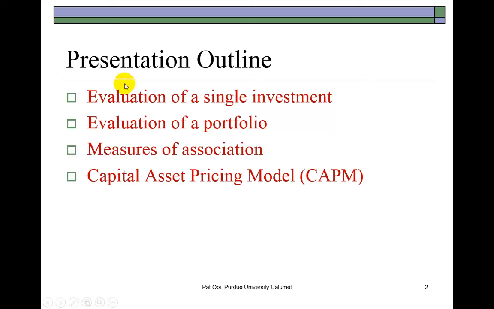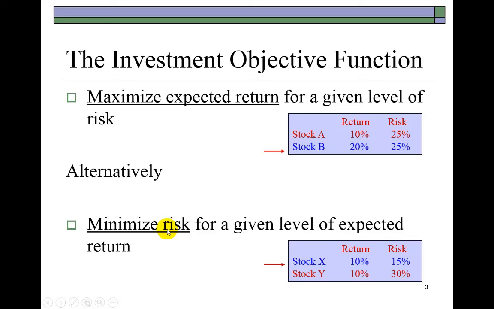I've summarized the presentation outline here, but these will be given in bits. To start out, we identify the investment objective function, which you learned in an investments class, and that is to maximize your expected return for a given level of risk.